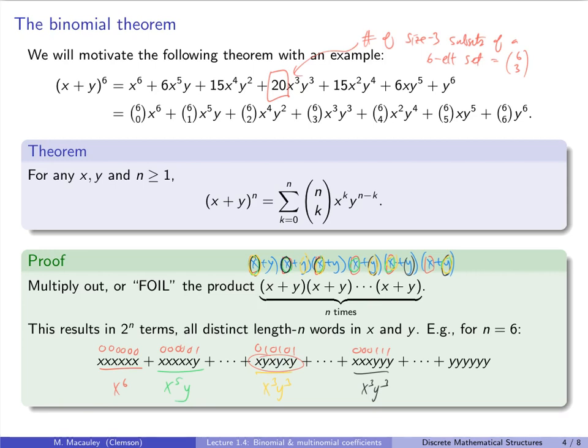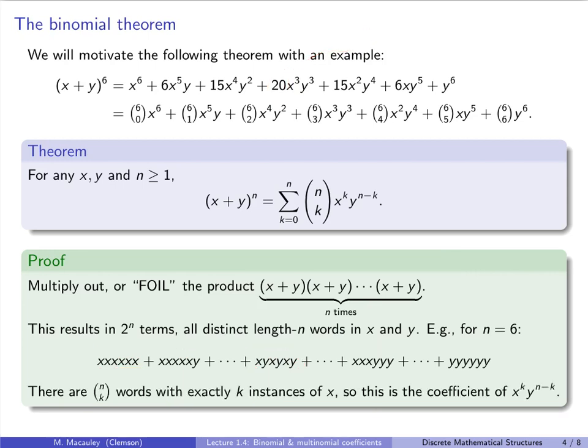Okay, so to summarize, there are n choose k words with exactly k instances of x in it. Easier to see if we're talking about binary strings with k instances of 1. And when I say words, I mean length n words, where k letters are x and the remaining letters are y. So n choose k is precisely the coefficient of x to the k times y to the n minus k.